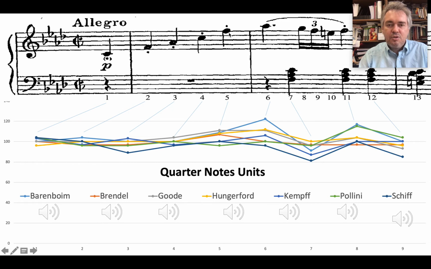So we can see that here this note and this note, especially this high A flat, was performed a little longer by most pianists, and the second quarter in the second full measure was performed shorter by most pianists, and again longer than shorter. Now that kind of makes sense also because beats 1 and 3 are emphasized as compared to beat 2 and beat 4. So let's listen to a few of them. Here's Barenboim.